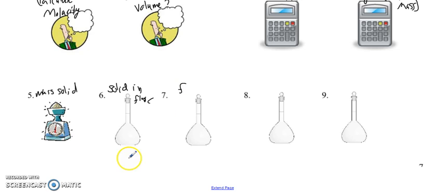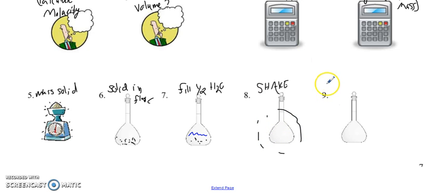And then you're going to fill, so I'm going to actually put my little solid in the flask here. Then you want to fill about halfway with water. So we're going to fill it up maybe about halfway. There's my water. And then number 8, you want to shake. So we can get it all dissolved. So I'm going to shake it. Number 9, you want to finish adding the water. So add the rest of your H2O.